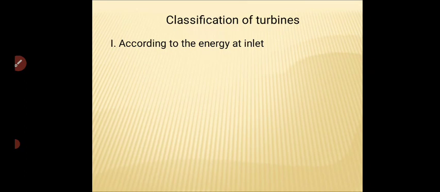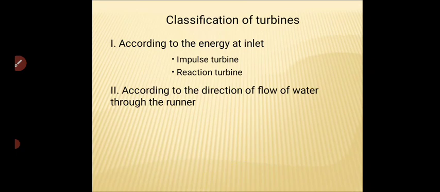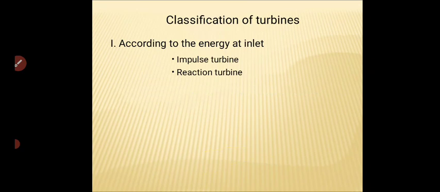Now we will discuss the classifications of turbines. It has been characterized as follows. According to the type of energy at inlet, it is divided into two types. The first one is the impulse turbine and the second one is the reaction turbine. In an impulse turbine, the energy is in the form of kinetic energy.